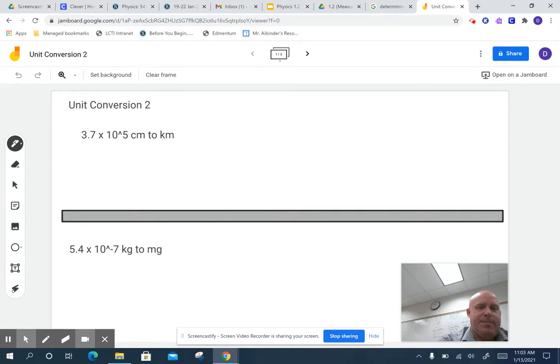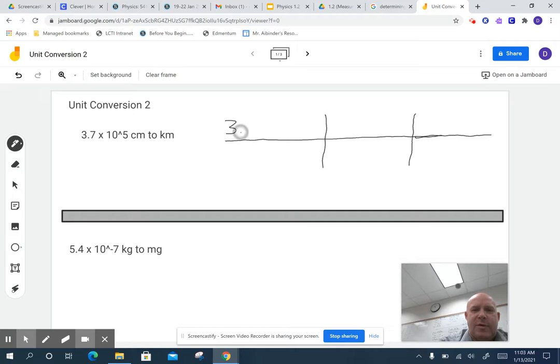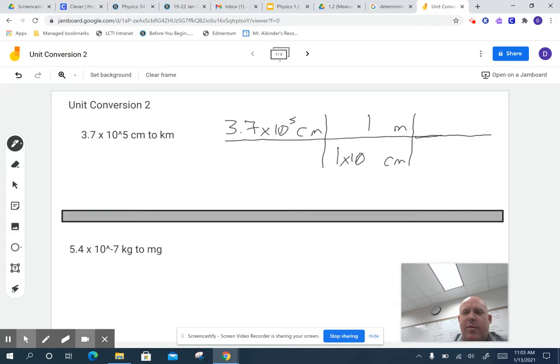Bring the pen up. Okay, get the line drawn. Hopefully we can do it. We're going to do it with 2 jumps here. So let's start off by putting this here, 3.7 times 10 to the 5th centimeters. Now what we're going to do is jump through meters first. So we're going to put centimeters down here and then meters up here, because we know that 1 meter is 1 times 10 to the 2nd centimeters.